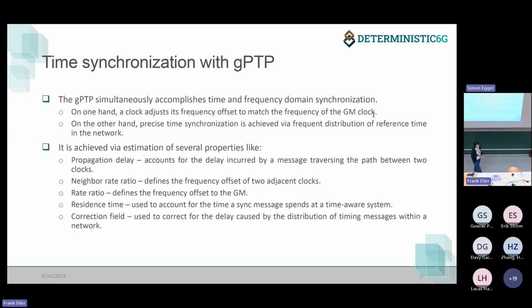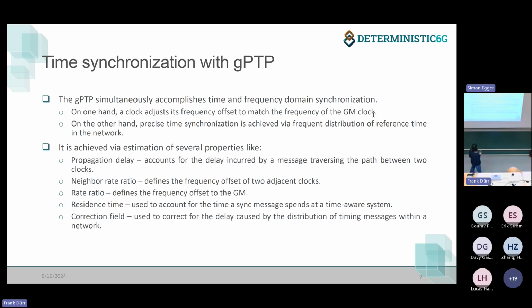Time synchronization with gPTP. So we talked about how a grandmaster is chosen. Now let's look at how we are transmitting this information, the time, in the network. So gPTP simultaneously accomplishes time and frequency domain synchronization. On the one hand, the clock adjusts its frequency offset to match the frequency of the grandmaster. On the other hand, precise time synchronization distributes this time in the network.